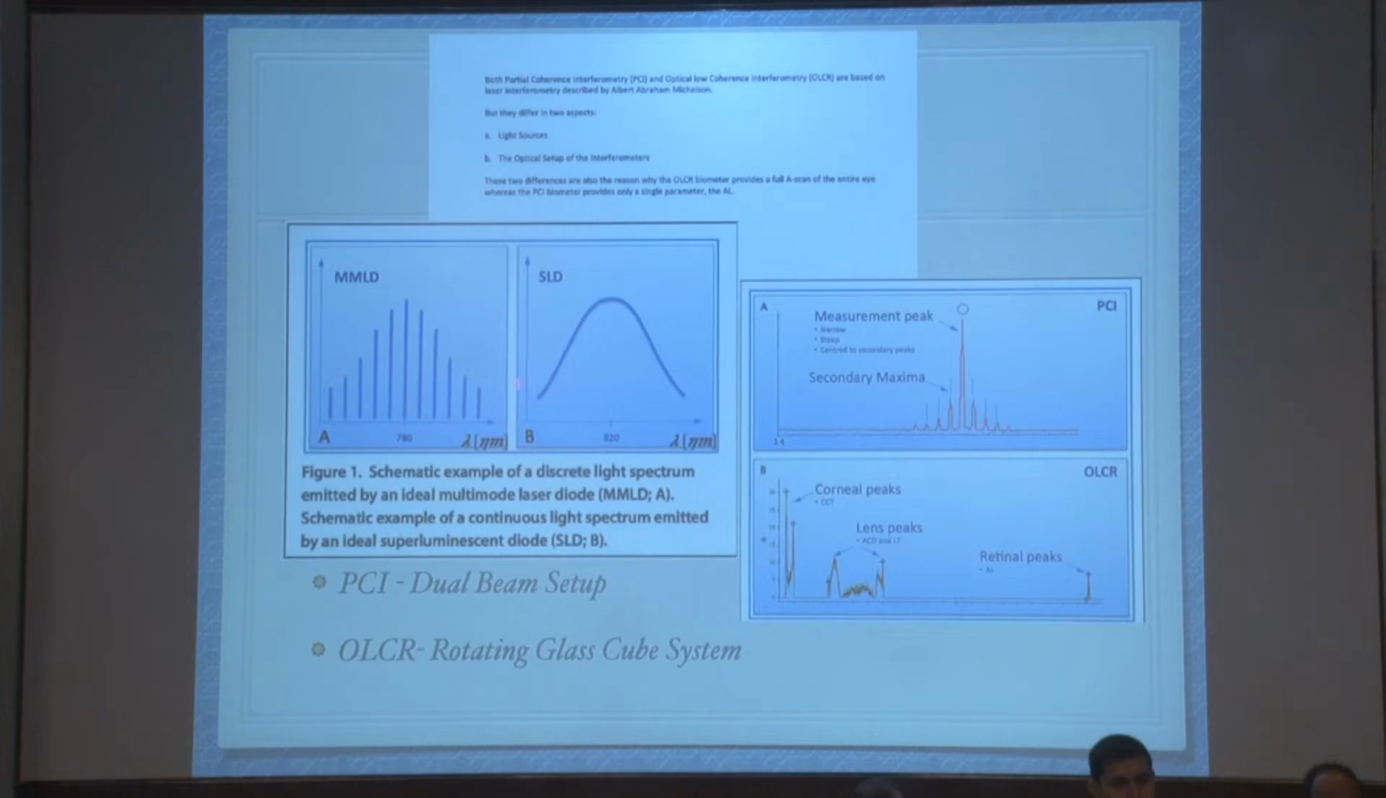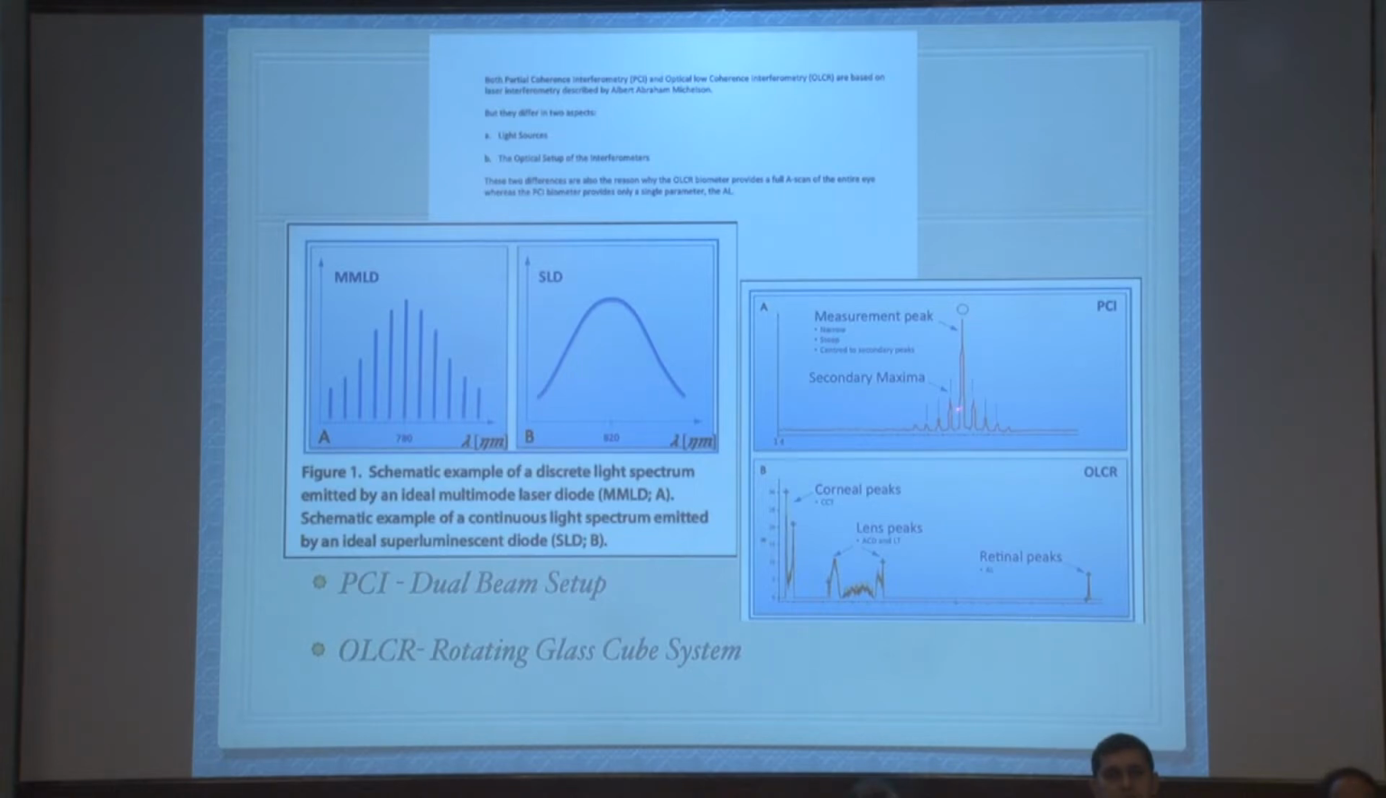So basically, the difference between partial coherence interferometry and optical low coherence interferometry lies in two aspects. First is the light source which they use, and second is the optical setup of the interferometer. In PCI, like the IOL Master 500, a dual beam setup is used, and in OLCR it is a proprietary rotating glass cube system which is used to measure the axial length and all parameters. The disadvantage is the 780 nanometer MMLD which is used in PCI.